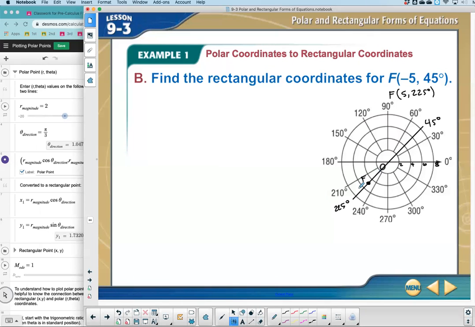Okay, so let's solve this mathematically. If our x was going to be r cosine theta and our y is going to be r sine theta, let's substitute our values in and see what we come up with. We'll have -5 times the cosine of 45 degrees, and we will have -5 times the sine of 45 degrees.